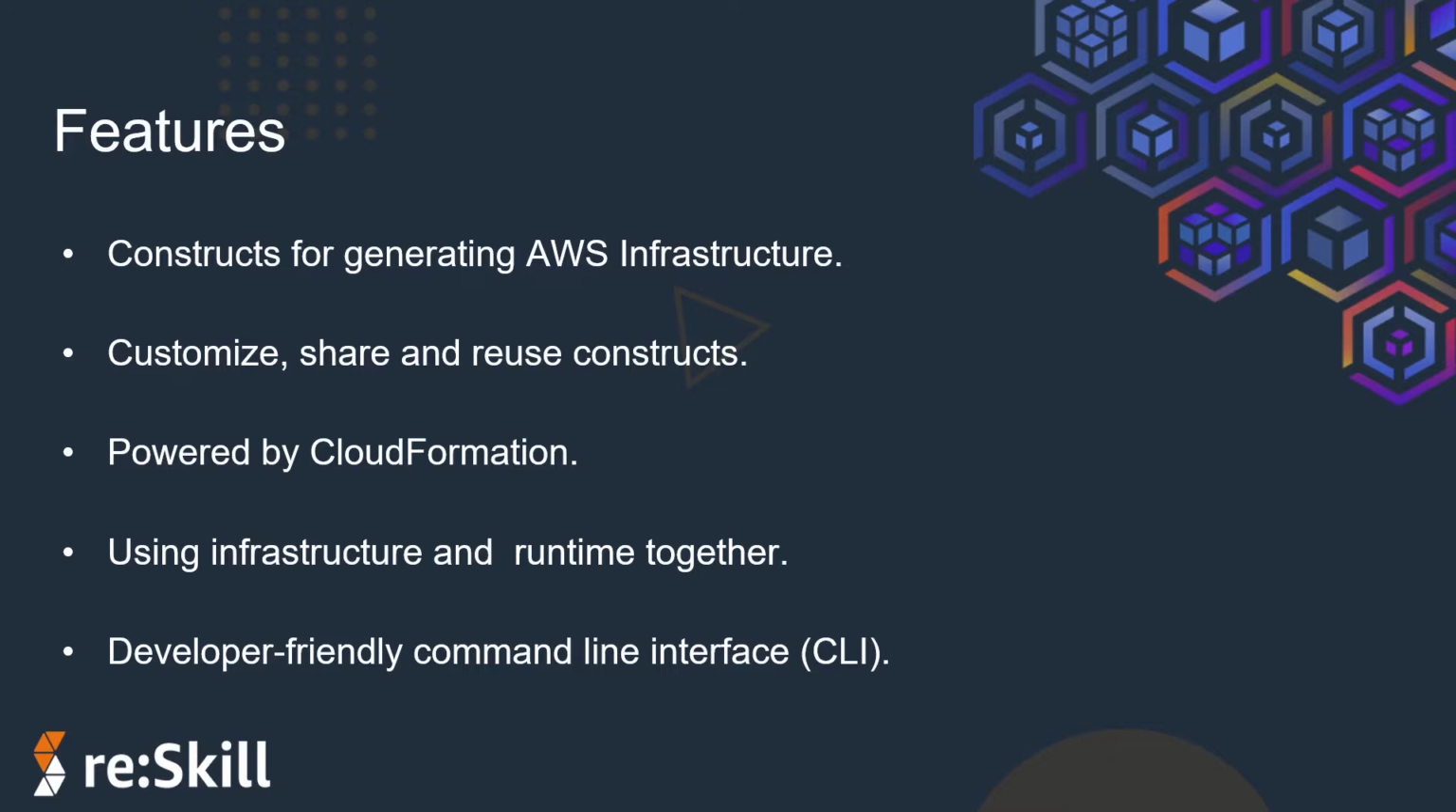Second is customize, share and reuse constructs. With AWS CDK, we can customize, share and reuse the constructs within our organization or community, just like any other software library. So this enables us to build constructs that help us and others to get started faster and incorporate best practices by default.